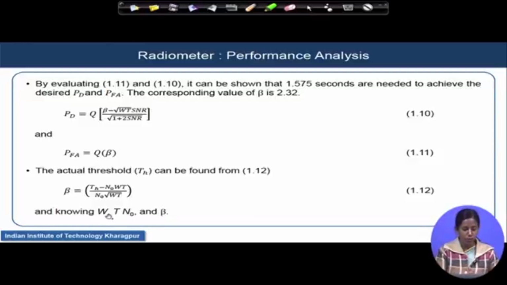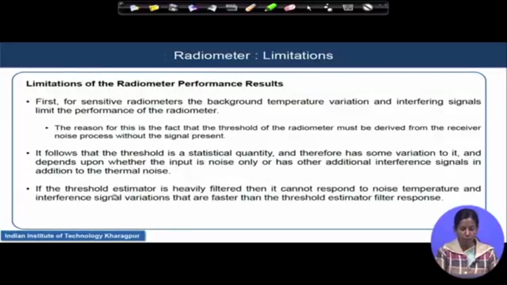So, once we know the W, the bandwidth needs to be designed for the band pass filter of the detector architecture, the time period for the integration, the noise power spectral density, and also the value of the beta, the TH can be easily calculated.